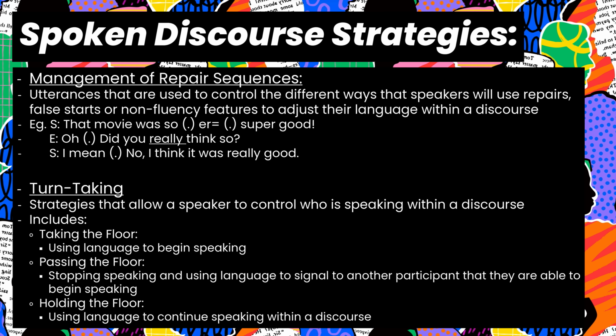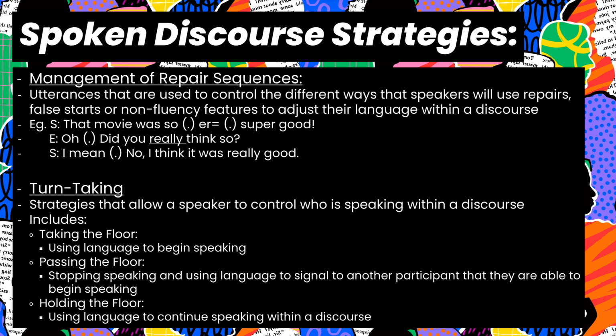However, when we're looking at these features through the lens of that spoken discourse strategy management of repair sequences, we're thinking really deliberately about how the use of these non-fluency features is allowing a speaker to control their language, and the ways that this is being used really strategically to allow speakers to alter, change, improve, or embellish the ideas that they are presenting. So we've got an example discourse here between S and E.